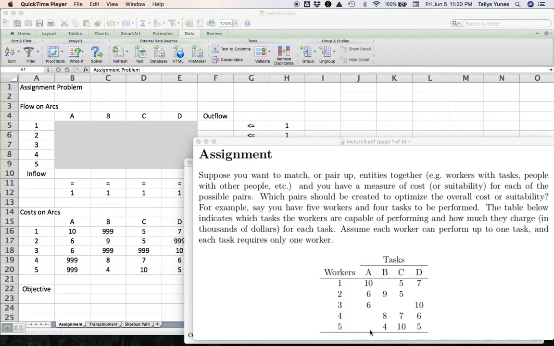So your goal here is you want all tasks to be performed, and you want to minimize the total cost. Which workers do you assign to which task? Right, that's basically the idea.